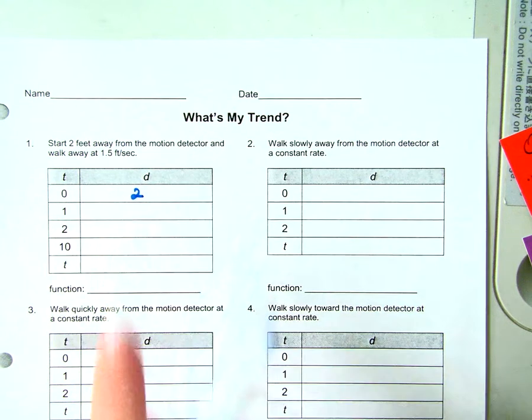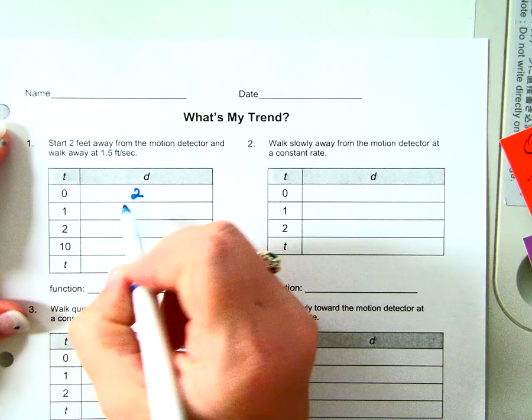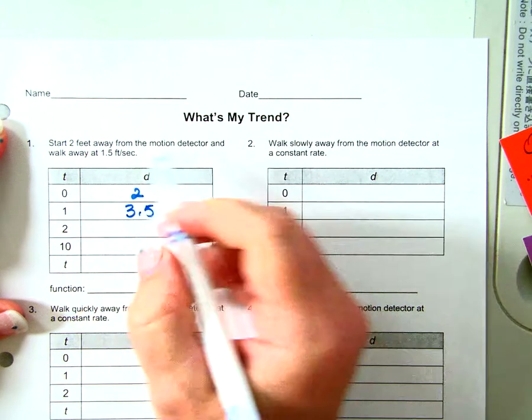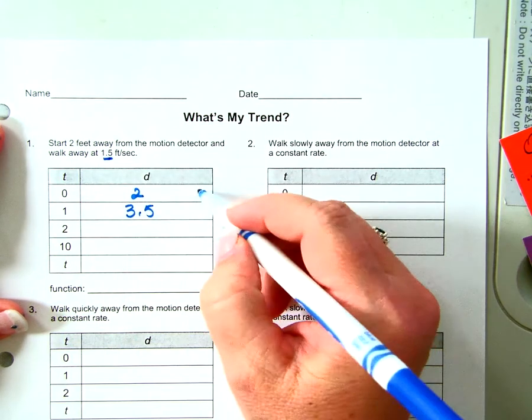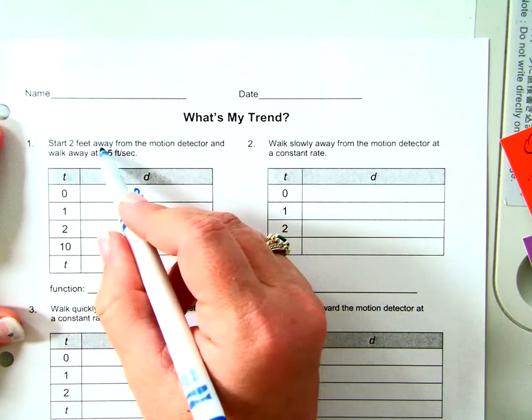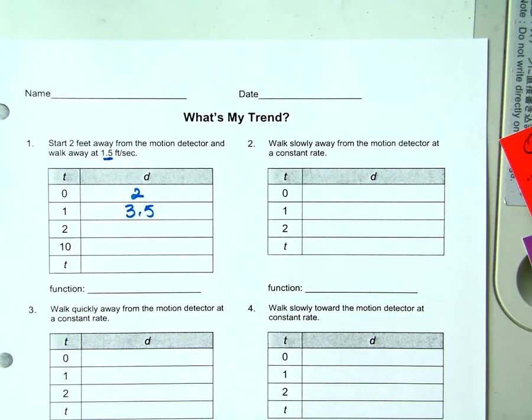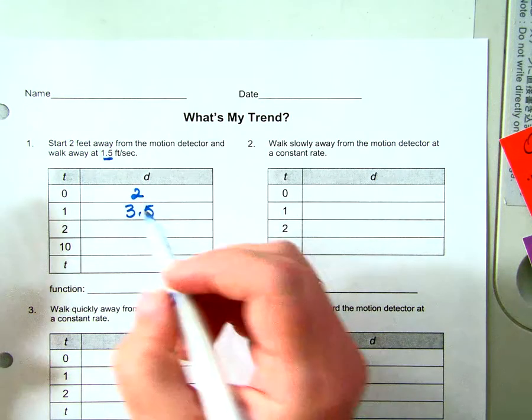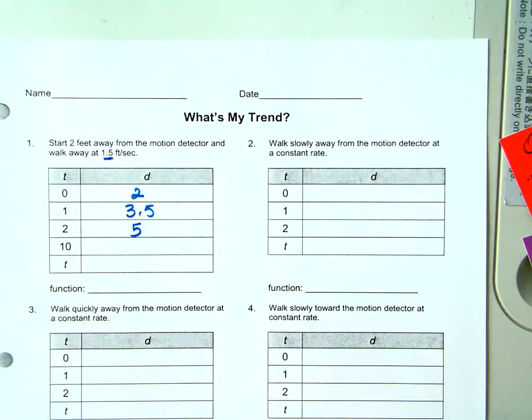When our time is 1, what's our distance? How do you know it's 3.5? 1.5 feet per second. 1 second has elapsed, so I'm 1.5 feet away from where I was before, correct? What about 2 seconds? 5, how do you know 5? Another second has elapsed. Excellent.